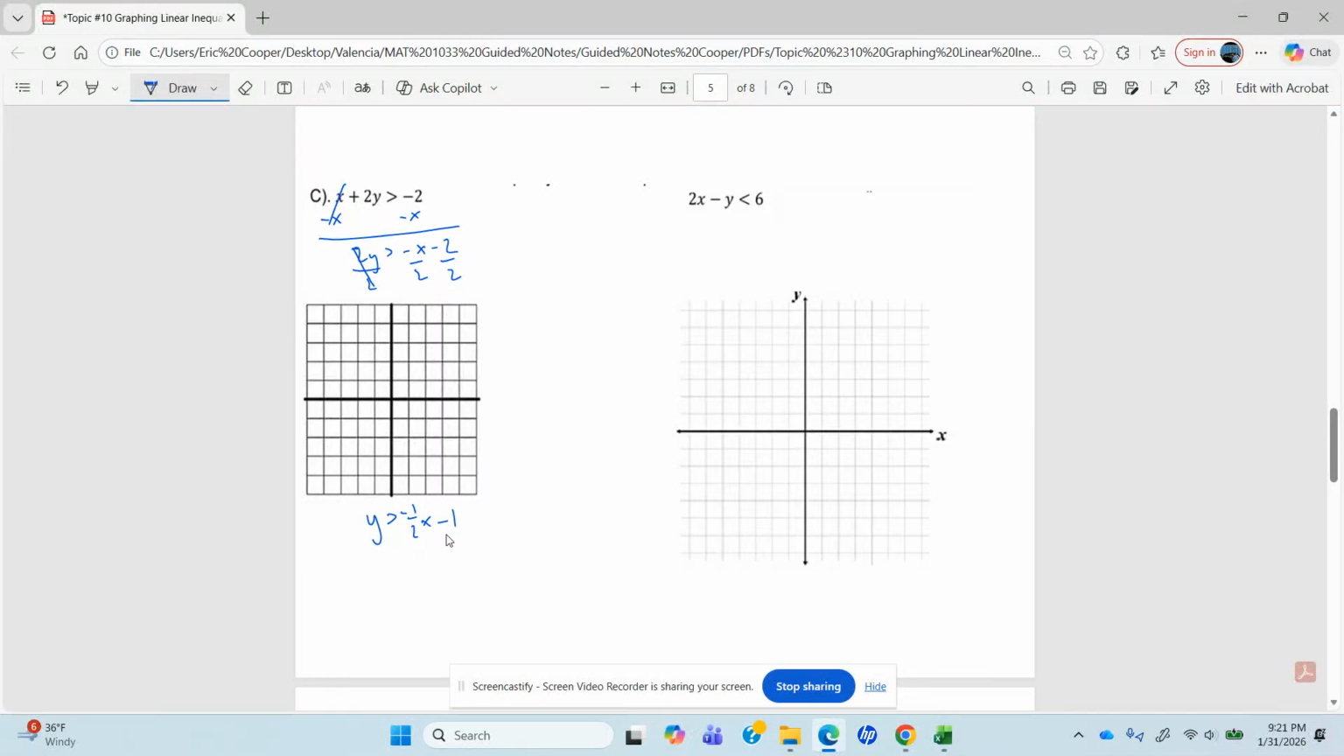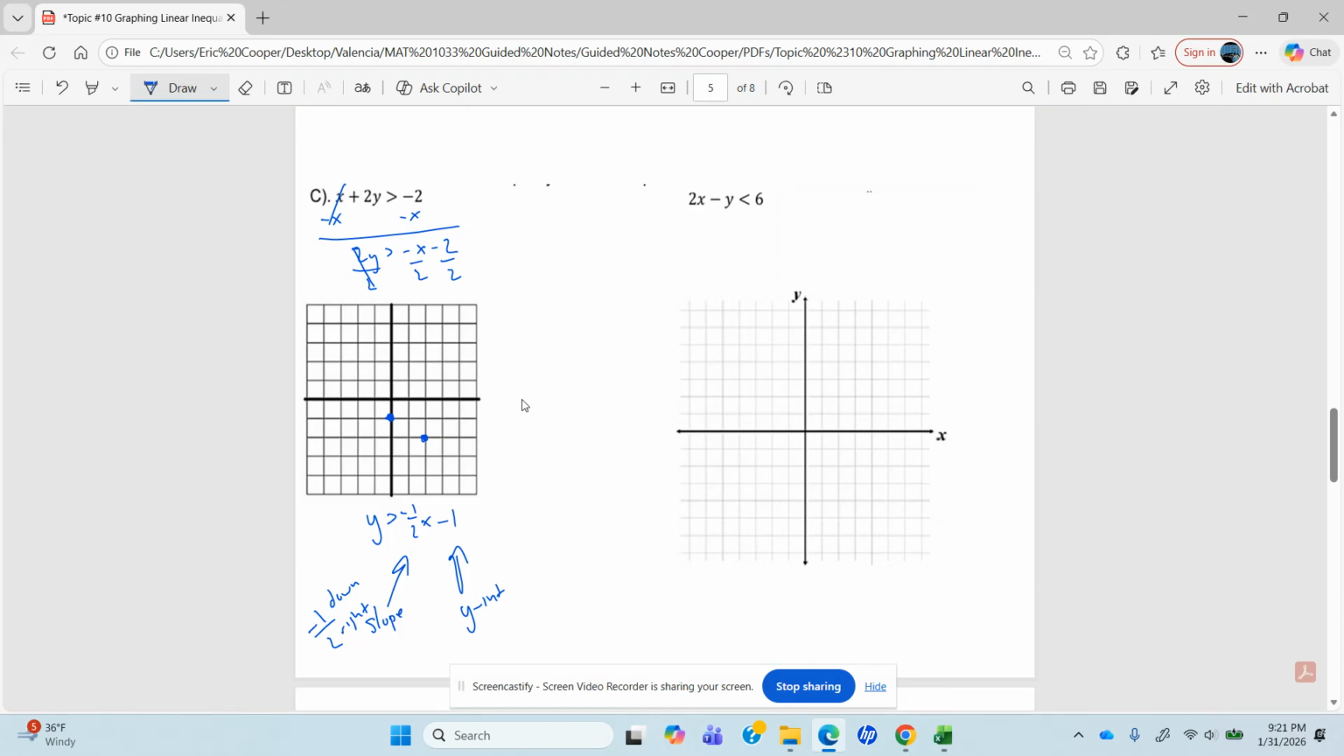Now we can graph this. Our y-intercept is negative 1. So I'm going to start 1 below the origin. This is my slope. It tells me I need to move down 1 because it's negative, and to the right 2 from the point that's at the y-intercept. So down 1 and to the right 2.